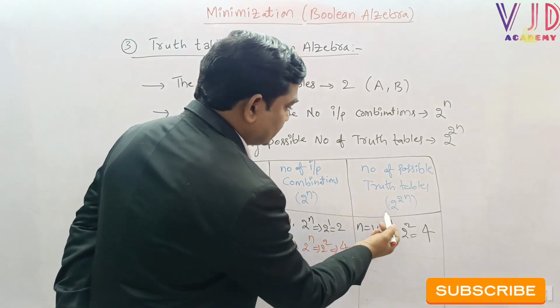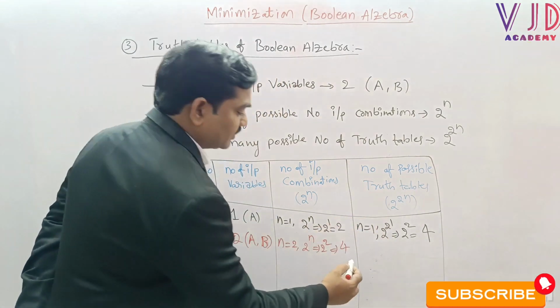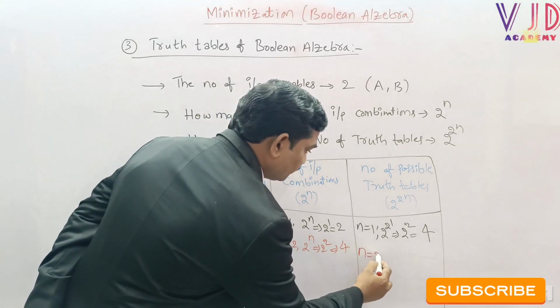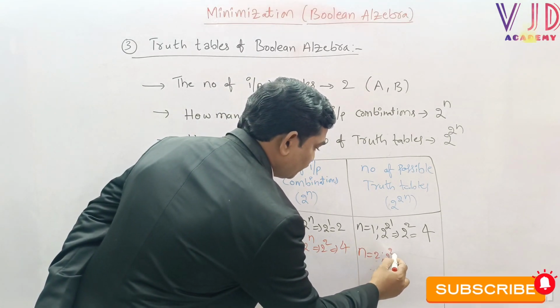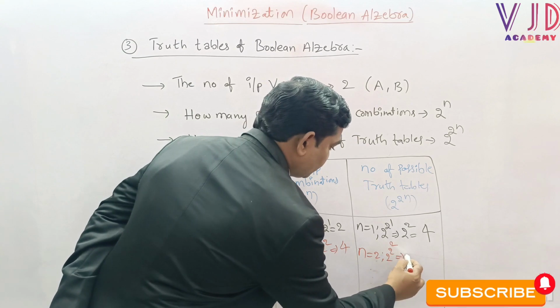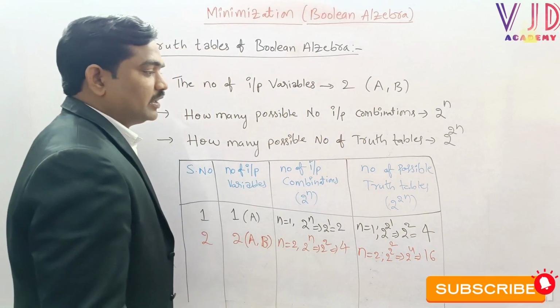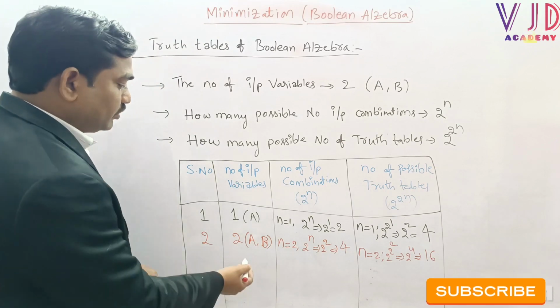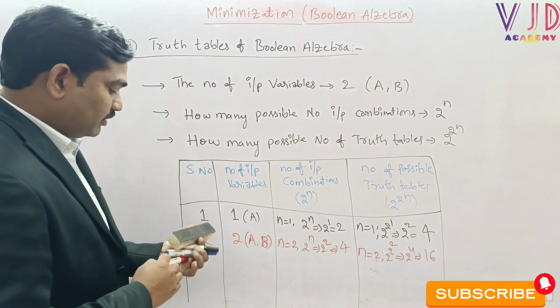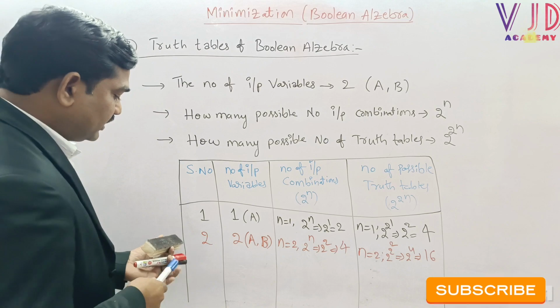Now let us understand how many possible truth tables there are here. N equals 2, which means 2 power 2 power 2, that is 2 power 4. Finally, we may have 16 possible truth tables for the 2 input variables. Sir, now let us try to understand the third case even.